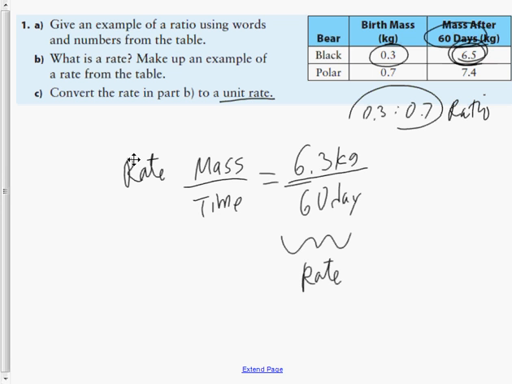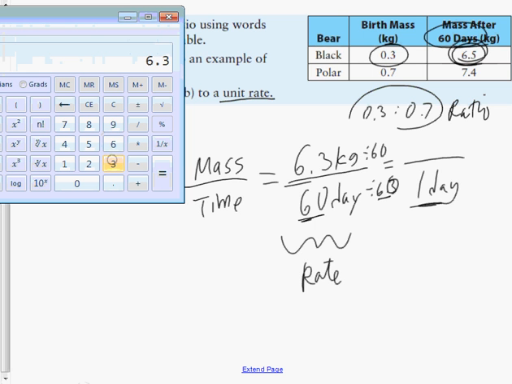But what it says is we want to convert that into a unit rate, which means we need to compare that in terms of 1 day. Okay? We want to know what its growth rate was over each day. So for this one, we're going to take our first and second term of our ratio, divide by 60. When I divide 60 days by 60, I'm going to get 1 day. And when I take 6.3 kilograms divided between the 60 days it was growing, that means it grew 0.105 kilograms per day.